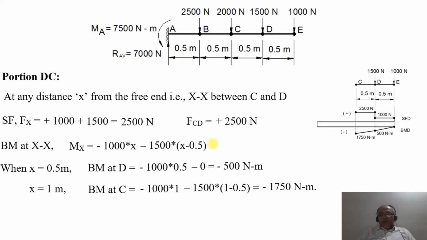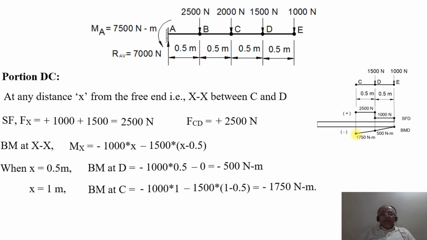So when you plot this, you will get both linear because the power of x is equal to 1. So BM at E is 0. BM at D is minus 500 Newton meter, which is given in this. And BM at C will be minus 1750 Newton meter.